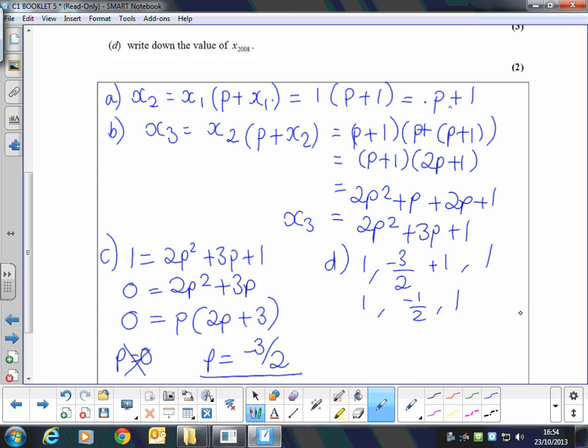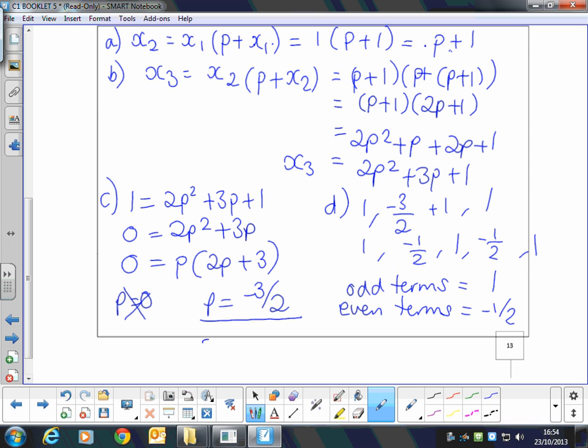So if I keep working out the next few terms, I can see that I keep getting 1, minus a half, 1, minus a half, 1, etc. So if I look at this, that's my first term, that's my third term, and that's my fifth term. All the odd terms are equal to 1, and all my even terms are equal to minus a half. So when I'm working out the 2008th term, that's an even term. So that's going to equal minus a half.